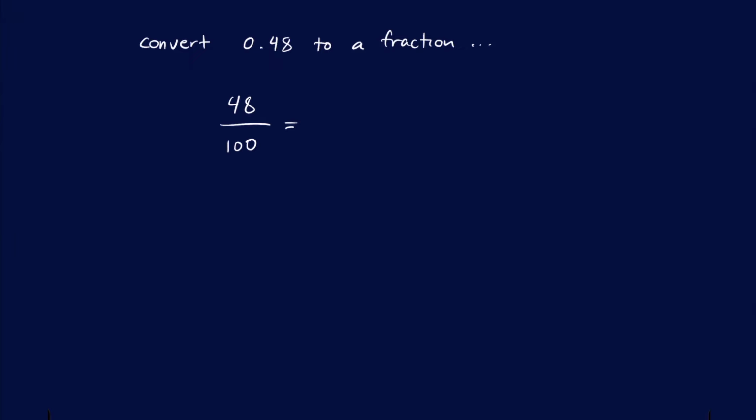So we're going to do 48 divided by 2, we get 24, and then 100 divided by 2 is 50. And then I'm going to divide it by 2 again, so 24 divided by 2 is 12, and 50 divided by 2 is 25. Notice how now we can't divide 25 by 2 without getting a decimal, because 25 divided by 2 is 12.5. So this is actually the final answer, and that is the fully simplified fraction of 0.48.